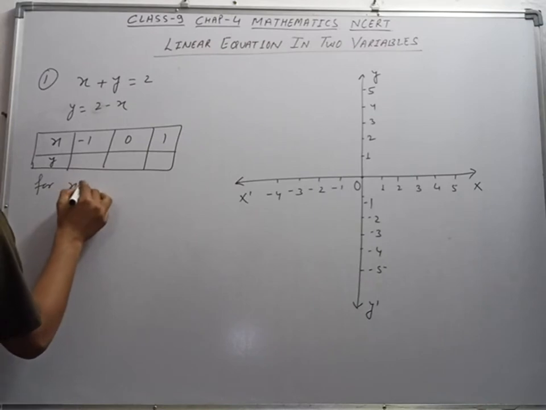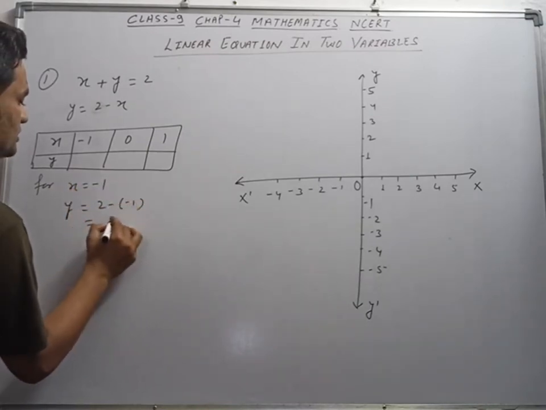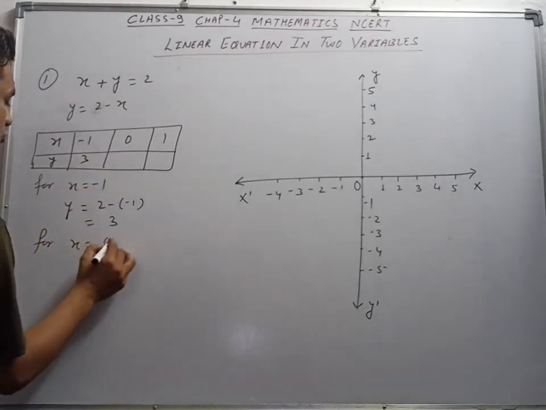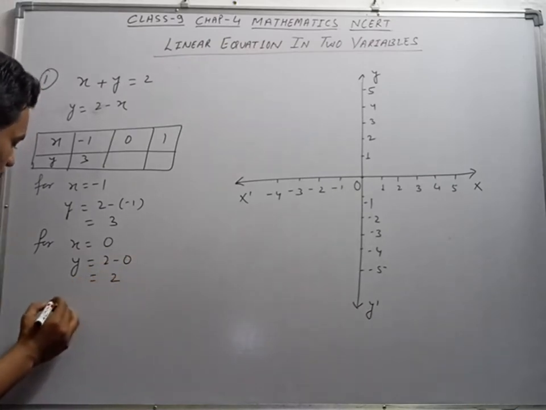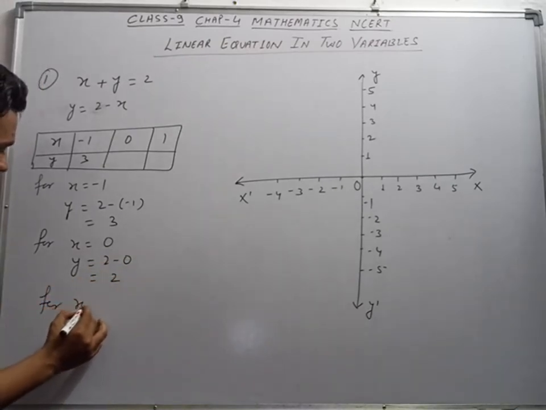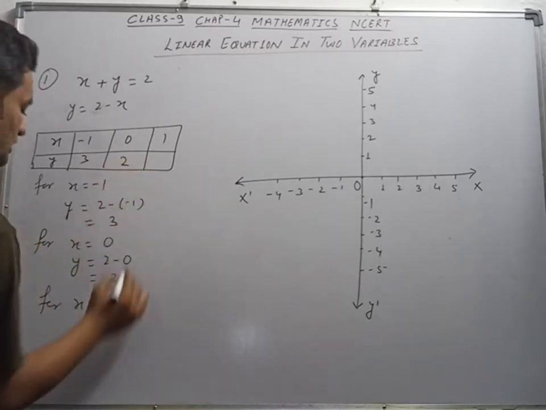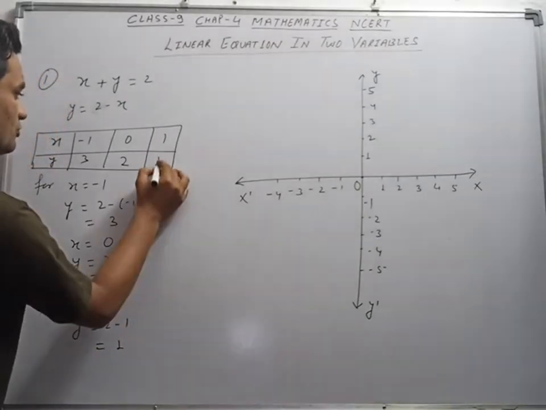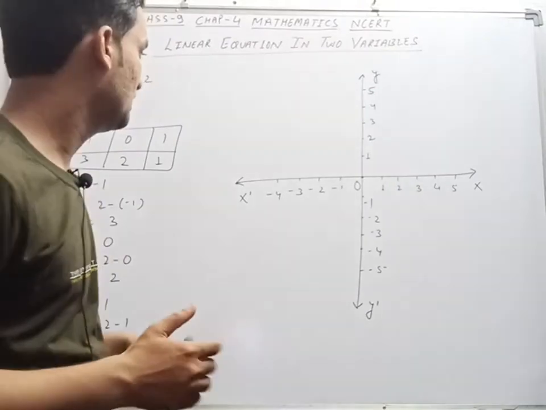So for x equal to minus 1, y will be 2 minus of minus 1, that is 3. For x equal to 0, y will be 2 minus 0, which is equal to 2. And for x equal to 1, y will be 2 minus 1, that is 1. It is coming 1.